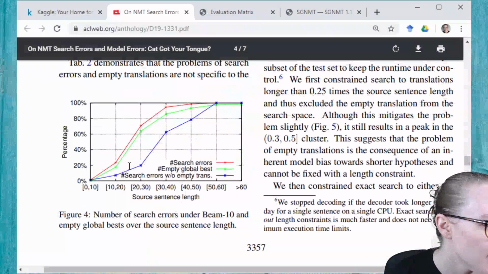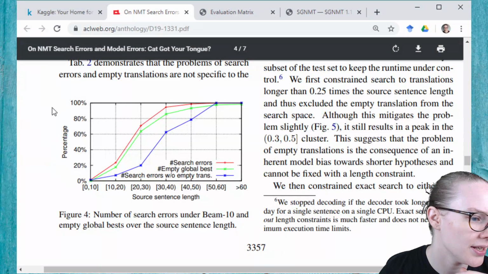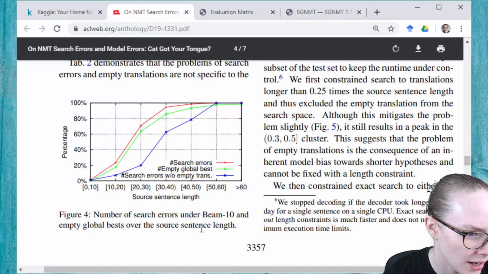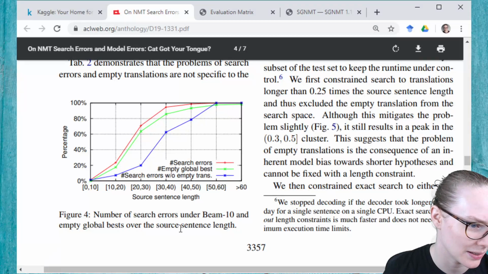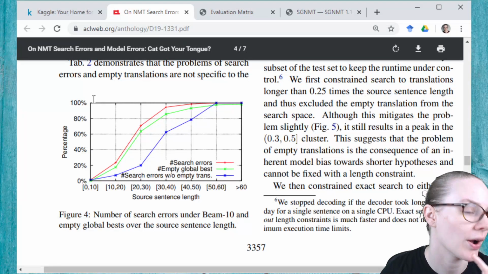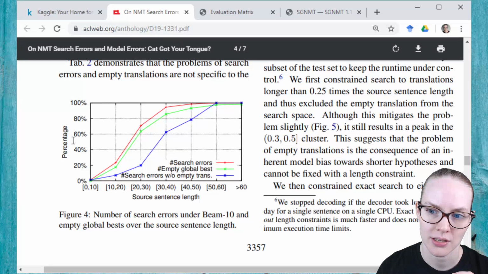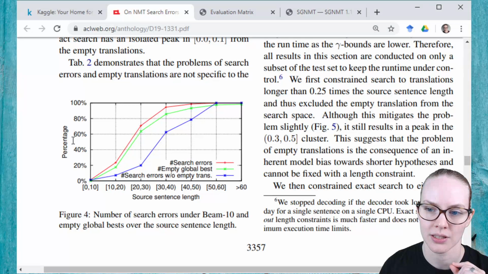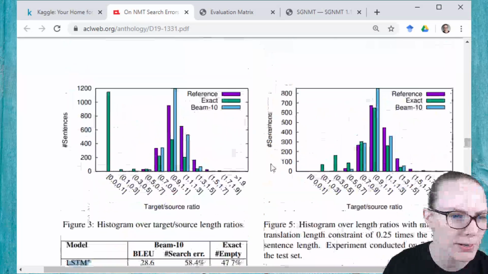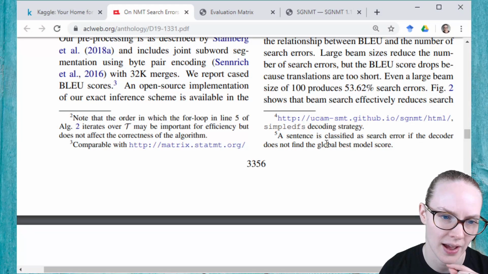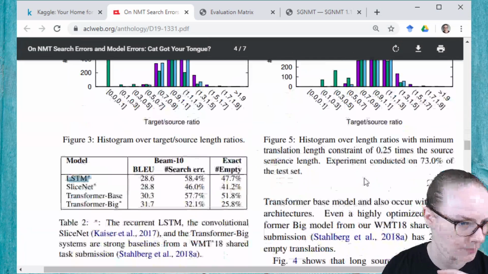Figure 4, here we go. So here is the percentage of empty search errors, I believe. Number of search errors under beam 10 and empty global bests over the source sentence length. Okay, so this is the percentage of search errors, and it is a search error when the model does not find the global best minima. Is that what it was? A sentence is classified as a search error if the decoder does not find the global best model score.